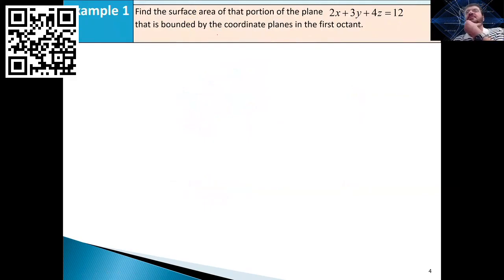Here's an example. Find the surface area of that portion of the plane that is bounded by the coordinate planes in the first octant. Okay, so let's take 2x plus 3y plus 4z.